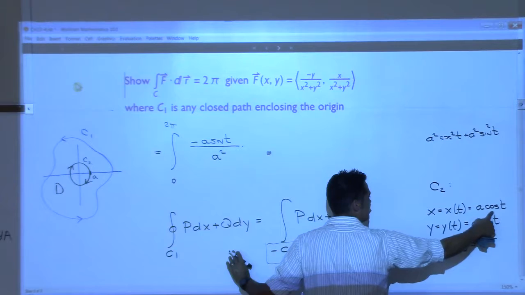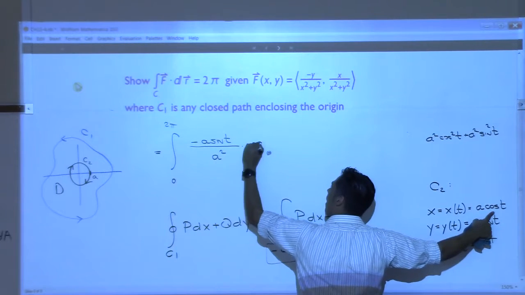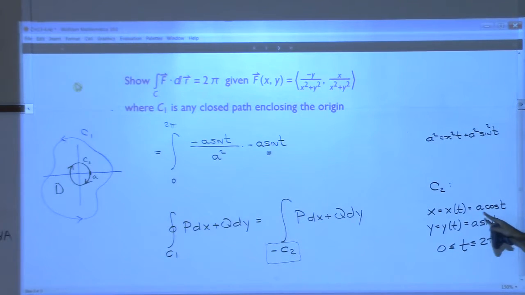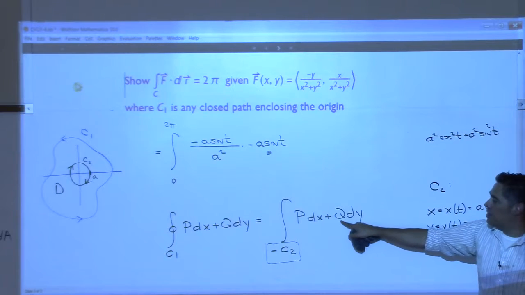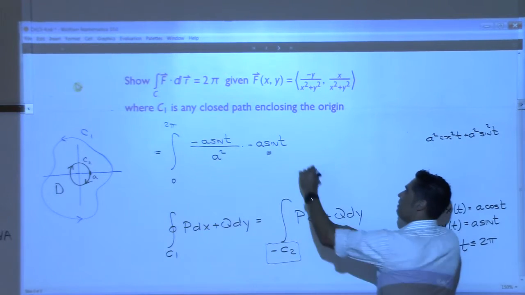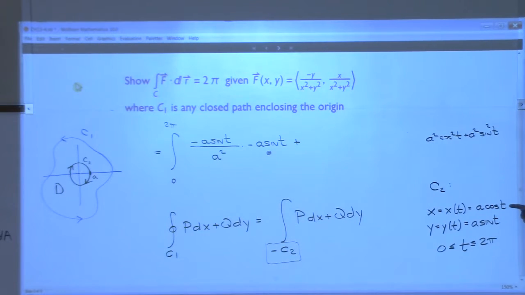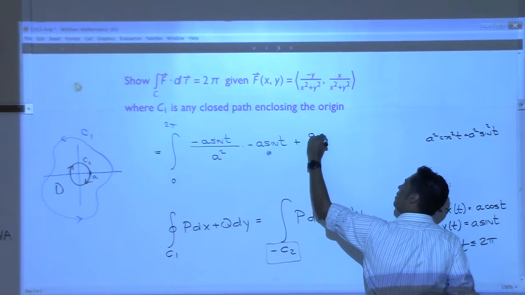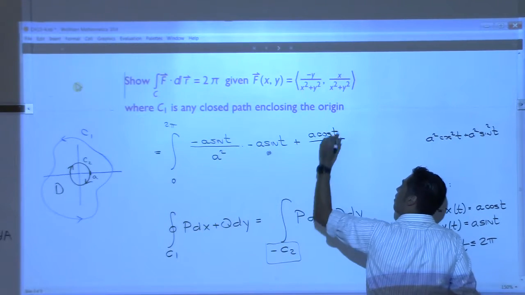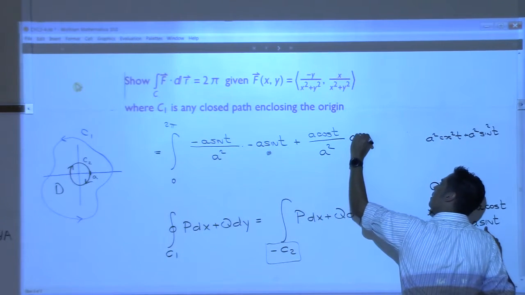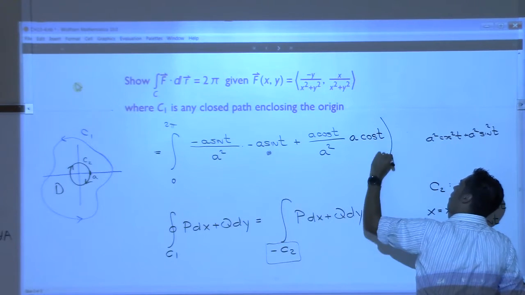Now what's dx? Derivative of this with respect to t, so that's going to be negative a sine t. Now I'm supposed to do dt, but since these are both going to have dt in it, I'm just going to continue. Plus, what's x over x squared plus y squared? x is this one, so this is going to be a cosine t over x squared plus y squared. We already know that's a squared. And then I have to multiply that by dy. The derivative of y with respect to t is going to be a cosine t. And then all of that dt.